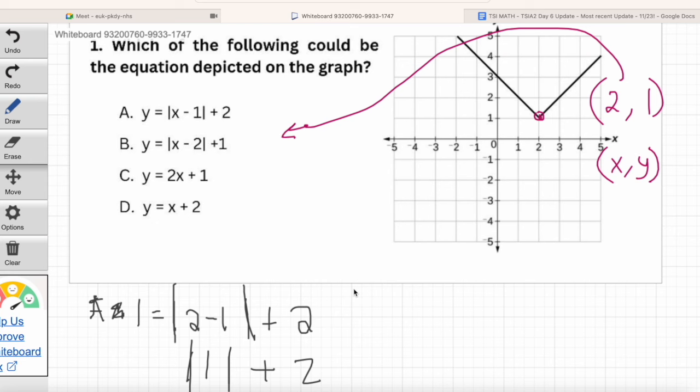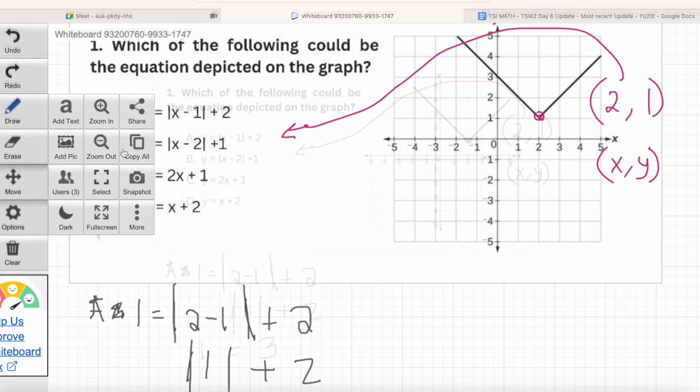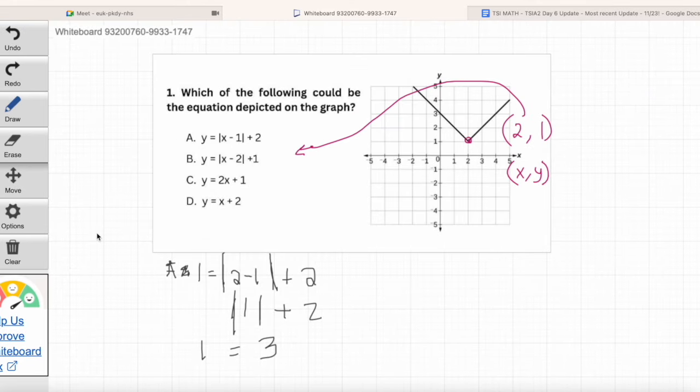So 2 - 1 = 1, + 1. What's the absolute value? I'm going to zoom out just a little bit here. Good. So yeah, the absolute value of 1 is just 1 right here. So you get 1 + 2, and that is 3. So you get 1 = 3. So what do you think about answer choice A? No. Probably not. It's not a true statement. Last I checked, 1 does not equal 3. That is correct.